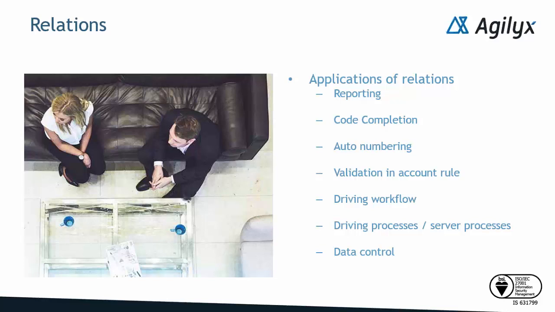Helps in driving processes, server processes, and also helps in data control. Data control is quite important here as well, because if, for example, you have data control on a cost center or on a company attribute, you would have a role which is related to that cost center and would have data control on that role. So again, relations come in every place.